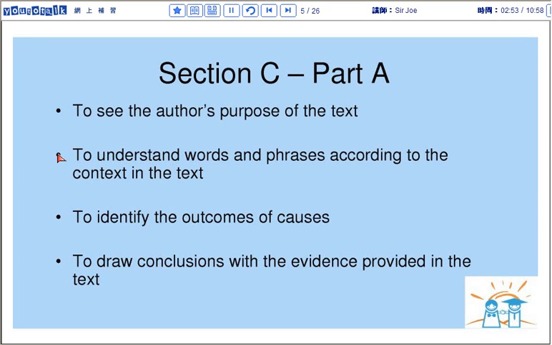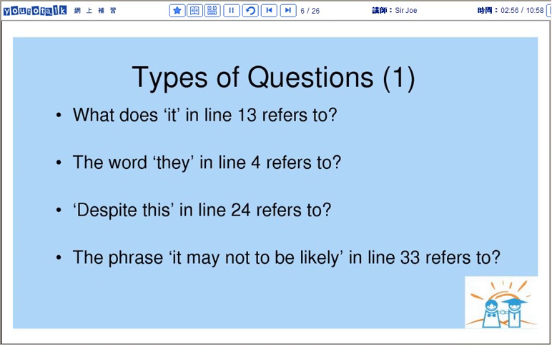So you always ask, what types of questions will they ask? Well, let's have a look together. Types of questions. Have a read through these 4 questions and see if you know what type of question they are.